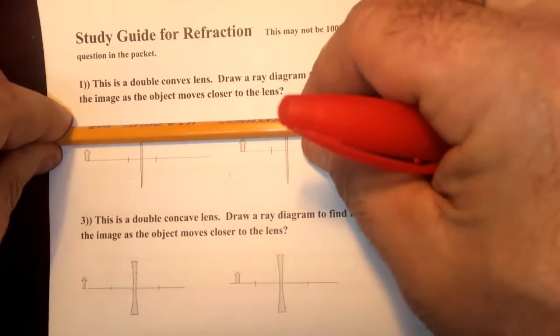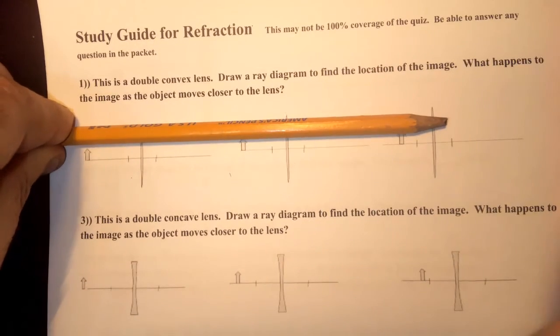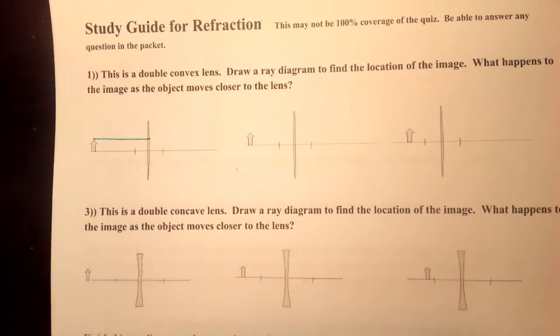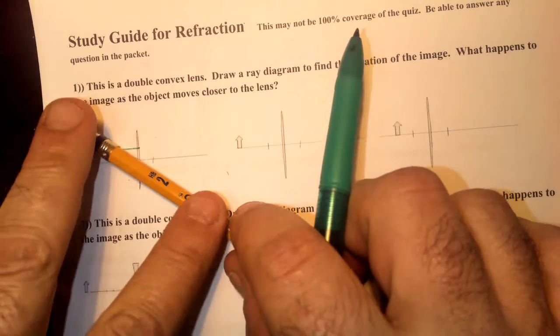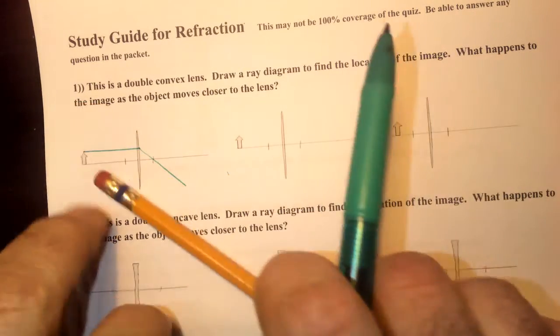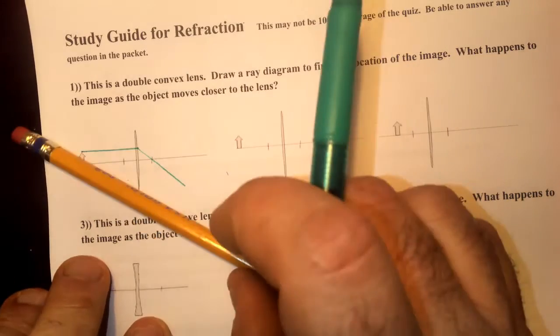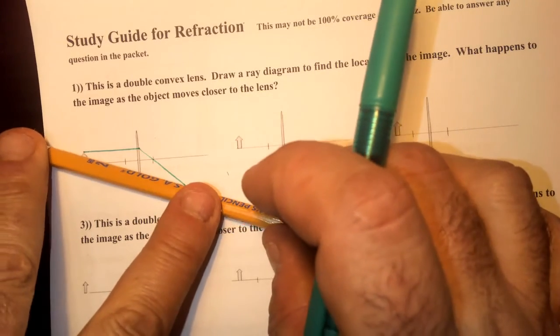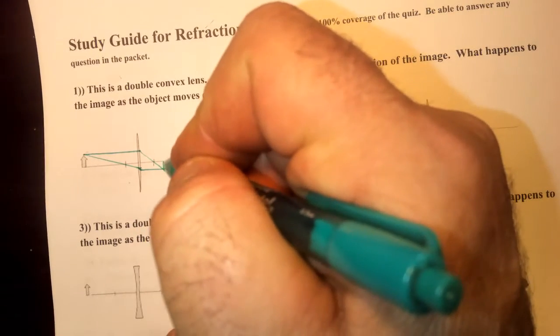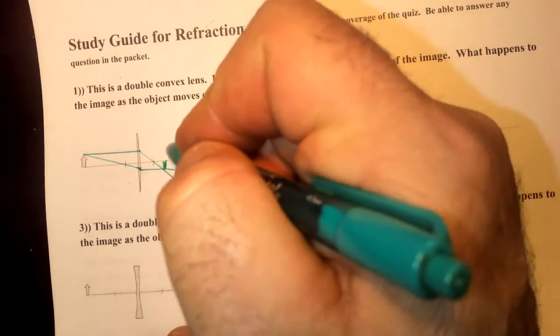Okay, so the first line I'm going to draw is from the top of the object parallel to the axis and hitting the lens, and then that refracts and goes through the focal point on the other side. And then I'm going to draw a line that goes through the first focal point, and then that refracts to go parallel. And where these two meet, that's where the image is right there.